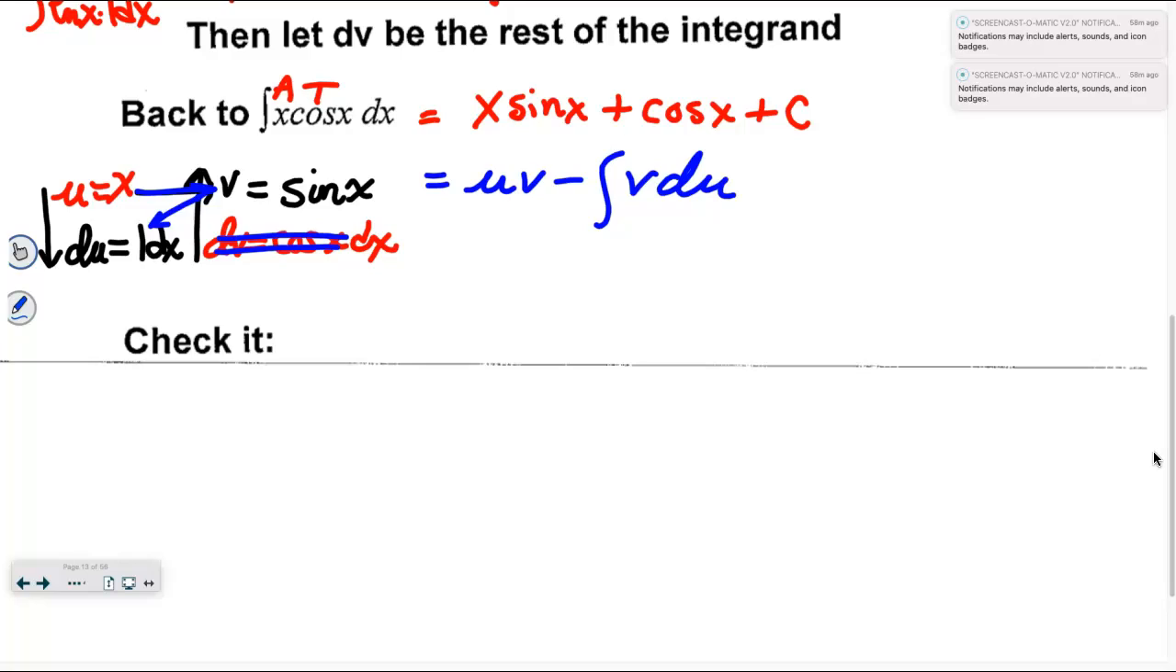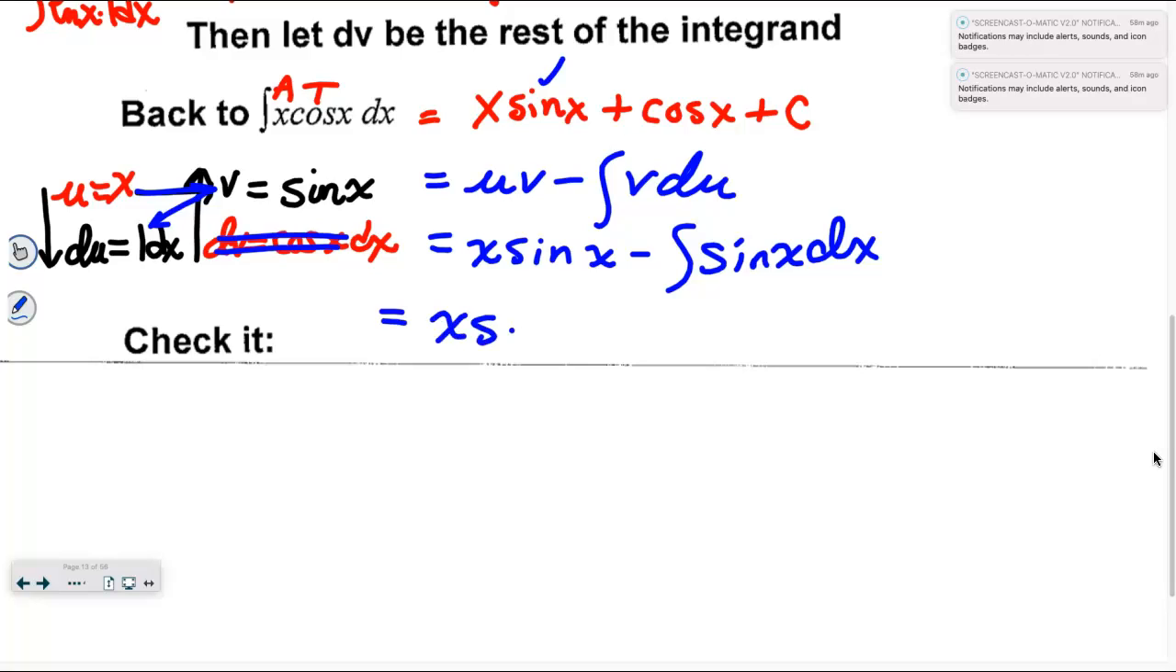I would get this. x sine x, my uv. Oh hey, that's what Wolfram got. Right? And then I do minus, and then I do the integral of v times du. So it'd be sine x dx. What's the antiderivative of sine x? Negative cosine, but I'm subtracting it.